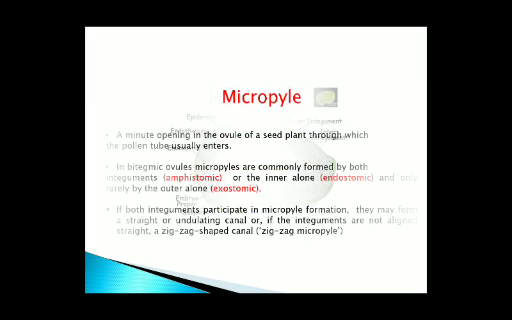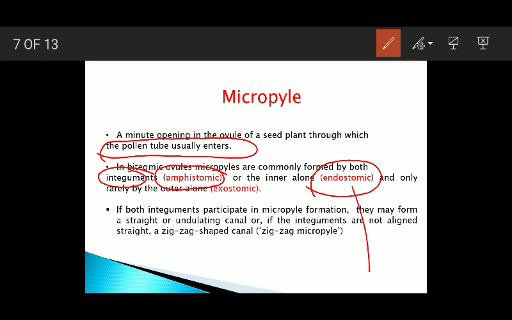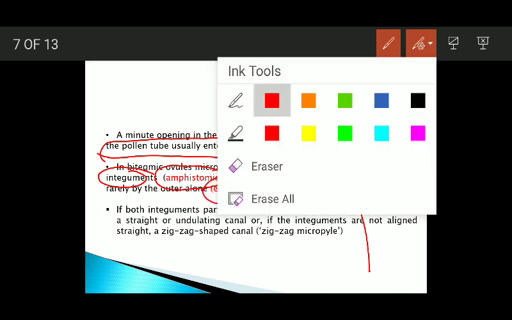Now the details of micropyle. Micropyle is a minute opening in the ovule of a seed through which the pollen tube enters. Usually the pollen tube enters through the small pore present in the megasporangium. In bitegmic ovules, the micropyle is formed by both integuments, and that condition is known as amphistomic, or the micropyle may be formed only by the inner integument, and that condition is known as endostomic, or rarely it has been found that the micropyle is formed only by the outer integument, and that condition is known as exostomic. So three terms are there.